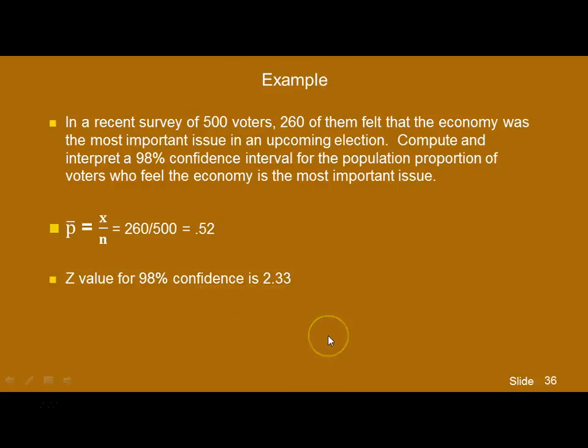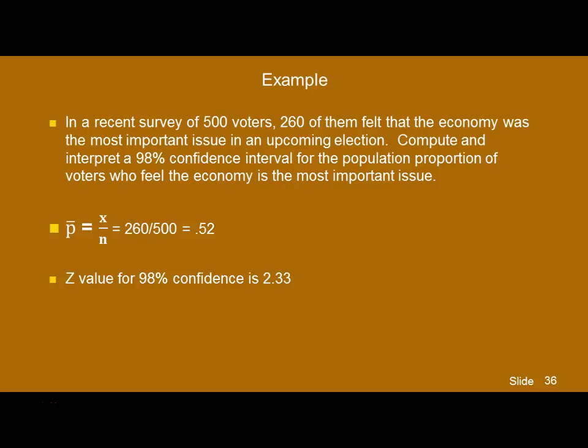Let's do a problem. In a recent survey of 500 voters, 260 of them felt that the economy was the most important issue in an upcoming election. Compute and interpret a 98% confidence interval for the population proportion of voters who feel the economy is the most important issue. Notice we're using a little different level of confidence here than we usually use, so we'll have to get a different z-value than we have normally been using.